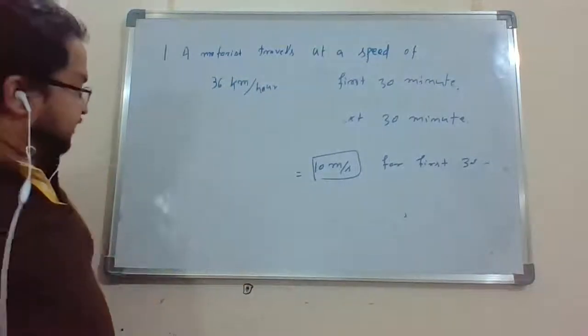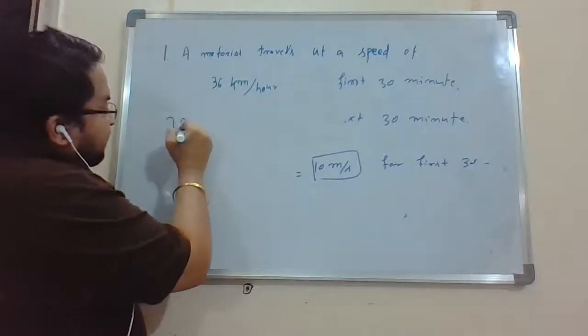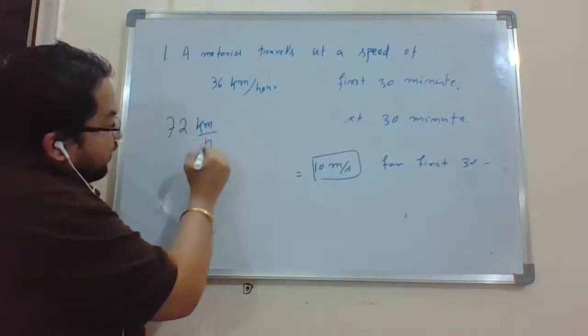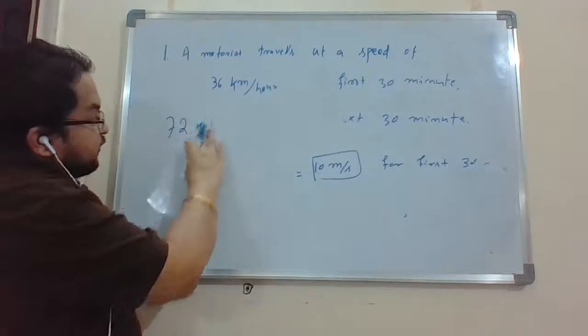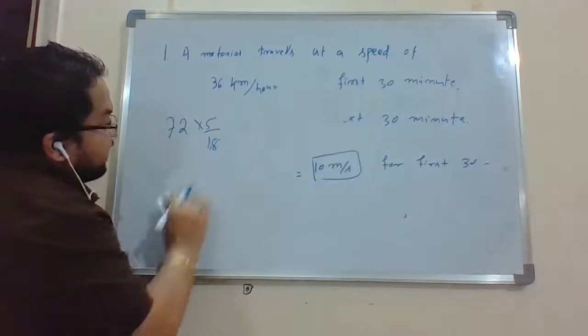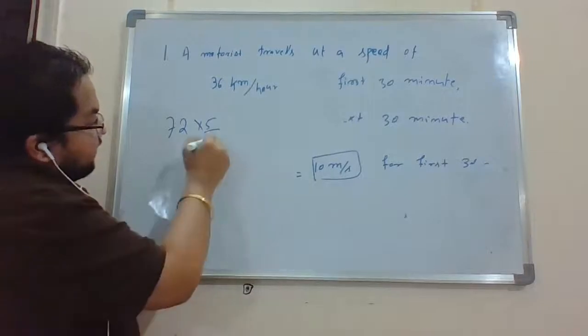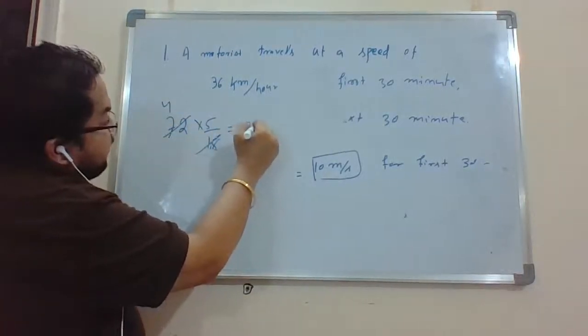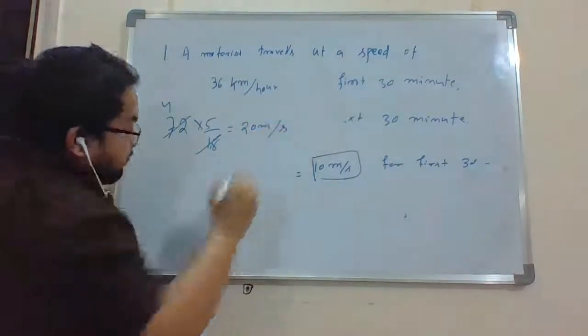Next 30 minutes, it traveled at a speed of 72 kilometers per hour. And I showed you, just multiply this by 5 by 18 and you will get it in meters per second. So 18 becomes 4. So this is nothing but 20 meters per second.